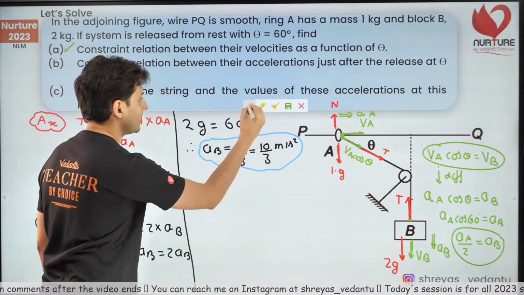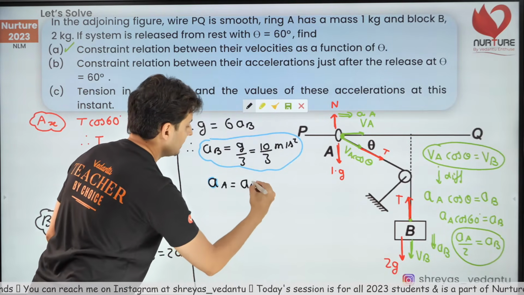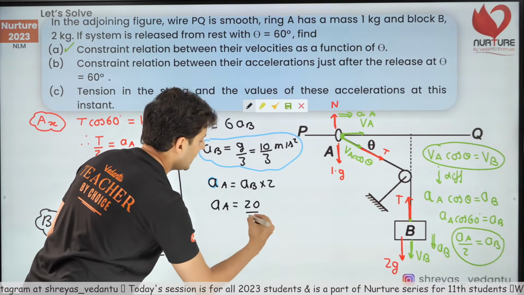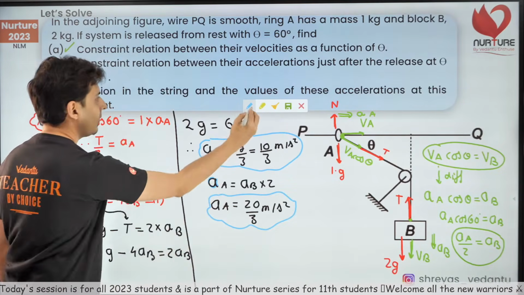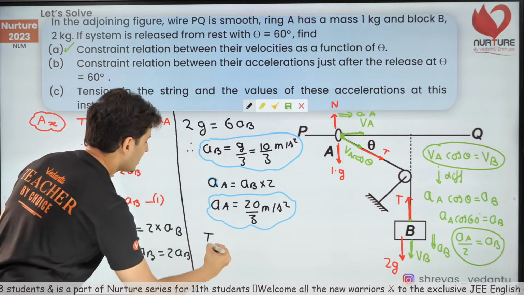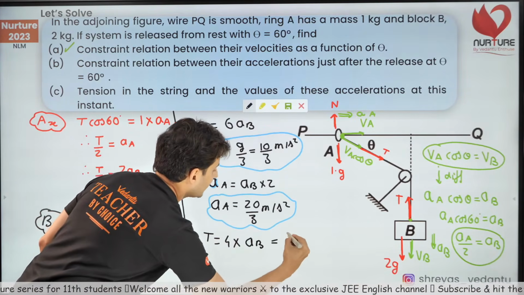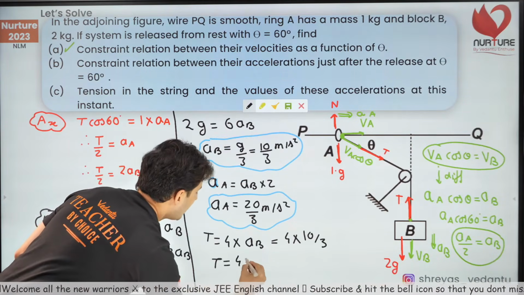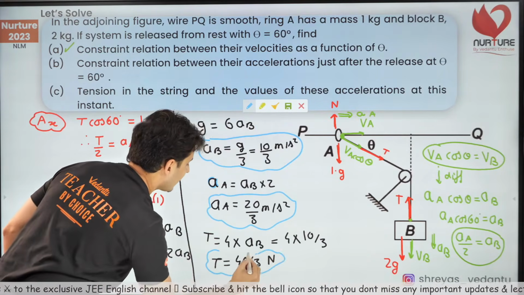So what is aA, guys? Acceleration of A will be acceleration of B into 2. That means acceleration of A will be 20 by 3 meters per second square. So that is the second answer that I was looking for. And the last thing, tension is 4 times aB. So using that, I'll get 4 times aB. What is aB? It is 10 by 3. So tension will be 40 by 3 Newton. So that's my last answer.